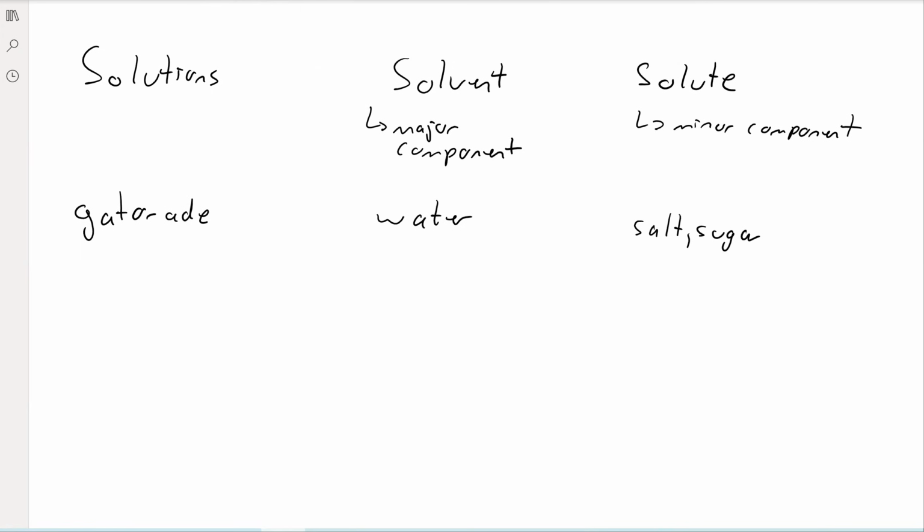Your solutions don't always have to be liquid based. Anything can be a solution. So for example, air is a solution because it's a homogeneous mixture of multiple components. In this case, we're talking about gases. So for example, most of air is nitrogen gas, so that would be the solvent. And then the solute would be the other gases such as oxygen, argon, and other gases as well. But the major component is the nitrogen.